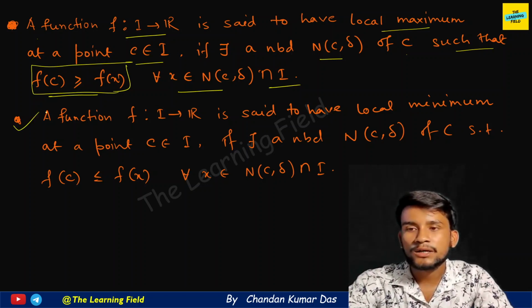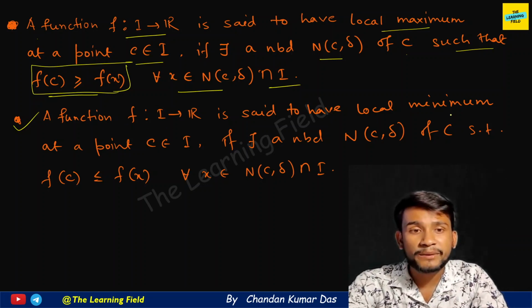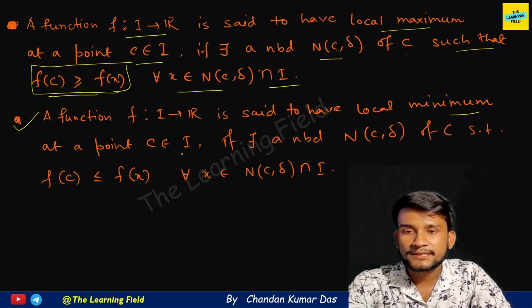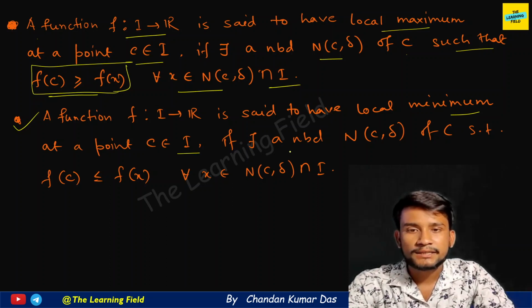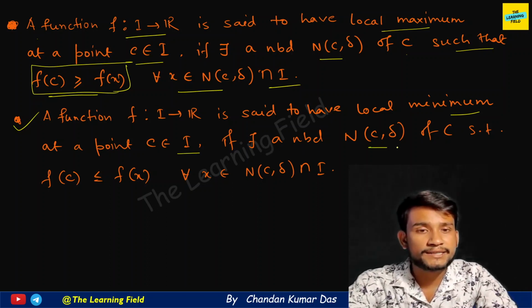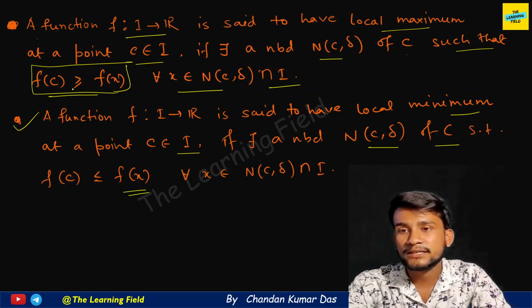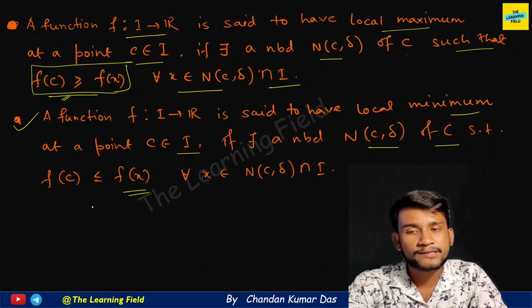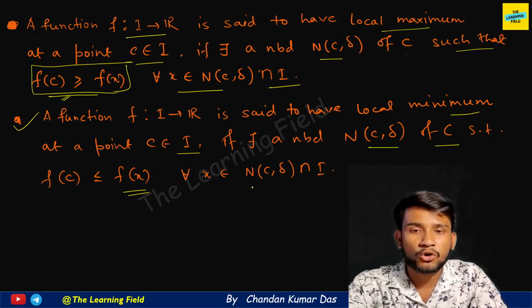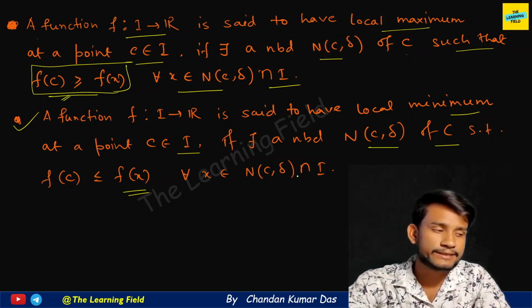Now what is the definition of local minimum? A function f from I to R is said to have a local minimum at a point c belonging to I if there exists a neighborhood N(c, delta) of c such that f(c) is less or equal to f(x) for all x belonging to N(c, delta) intersection I.